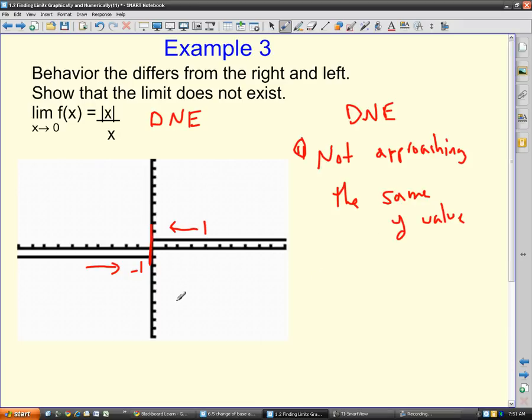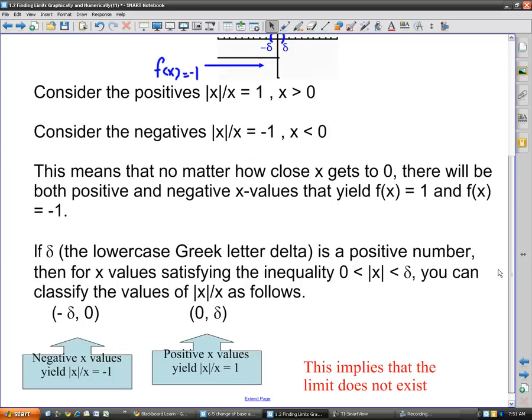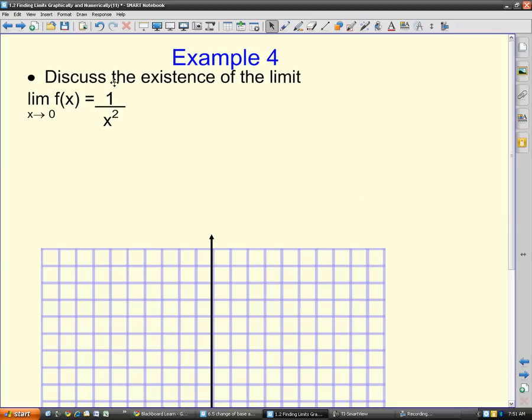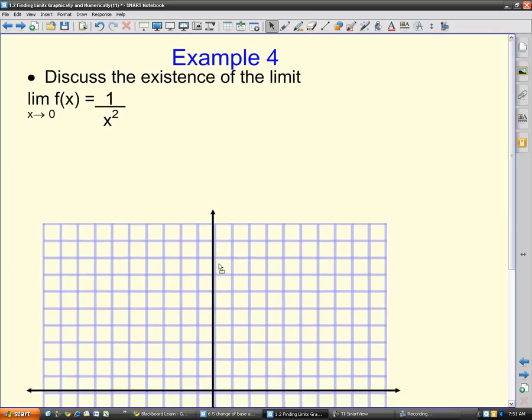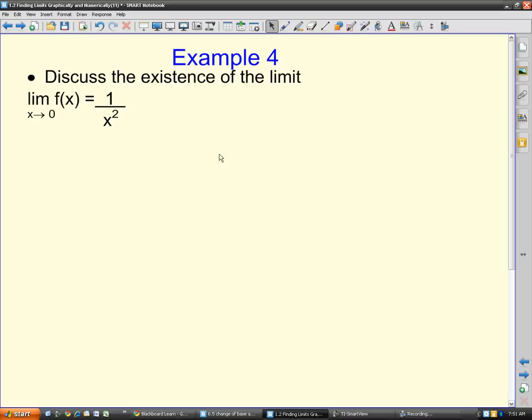I'll show it to you so you can look at it, but this is all delta stuff. You don't really need to worry about it, so we're going to move along. Another one says discuss the existence of a limit. I'm going to get rid of this graph again because I'll just graph it on my graphing calculator. We're going to approach 0.